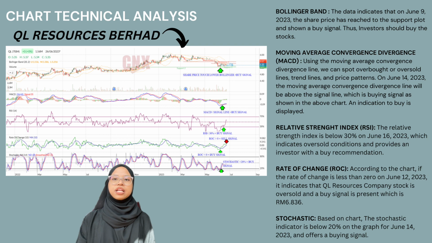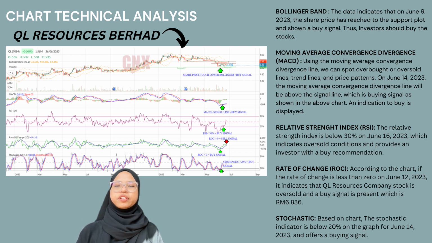Next indicator is Relative Strength Index (RSI). The RSI is below 30% on 16 June 2023, which indicates an oversold condition and provides an investor with a buy recommendation. Next indicator is Rate of Change (ROC).